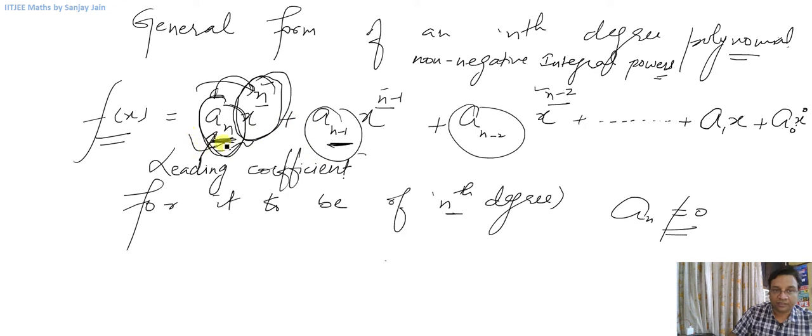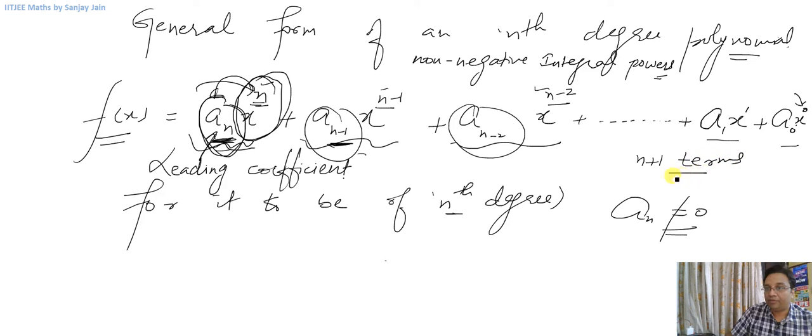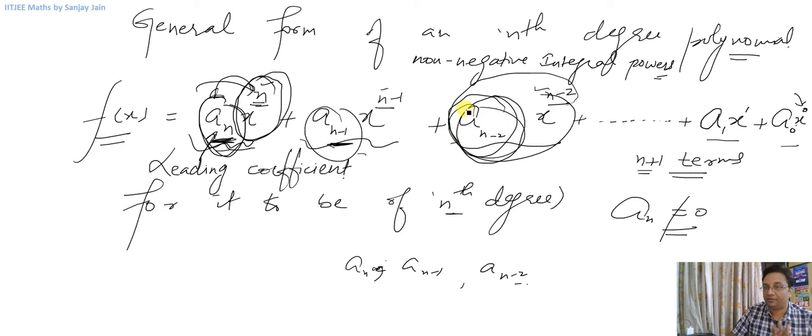And these are terms. This is one term, this is second term, this is third term, right? So how many terms are there in this polynomial that I have written here? You started with n and you went up to x raised to power 1 and then x raised to power 0. So if you count these terms, these are n plus 1 terms, only if these coefficients are non-zero, right? If one of these coefficients becomes 0, then this term will vanish. This term will no longer be there.